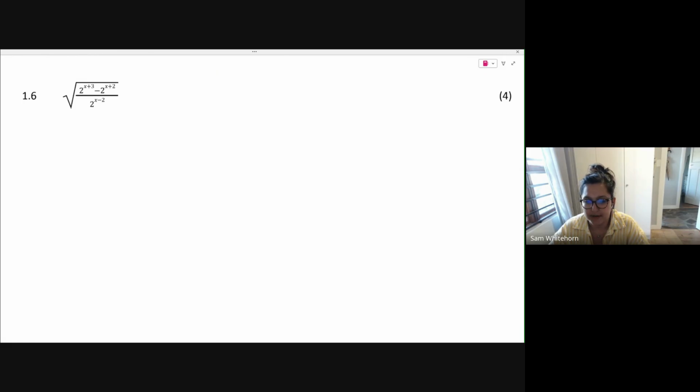All right, guys, let's give this a try. Again, deal with what's underneath the square root first, and then we will deal with the square root. Again, 4 marks, 4 minutes, let's try.